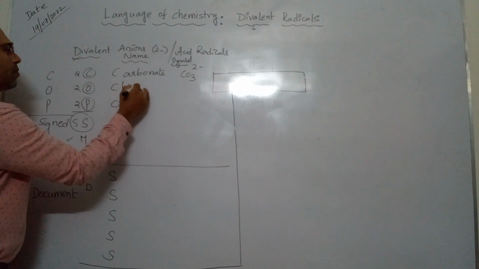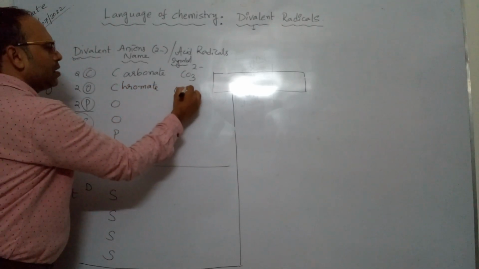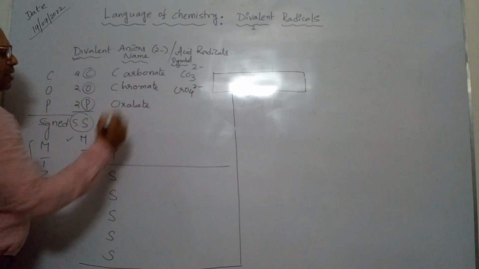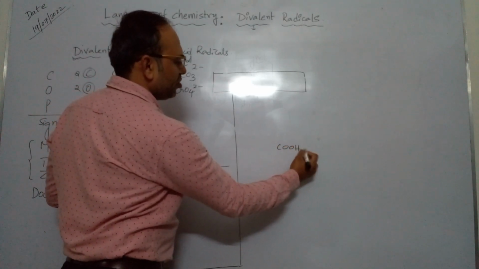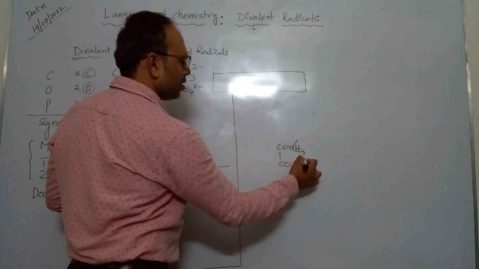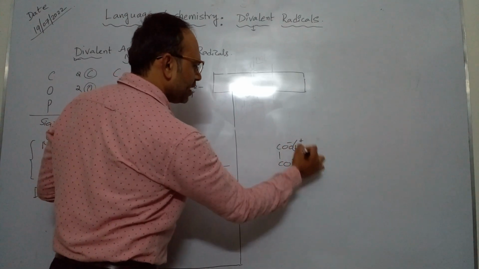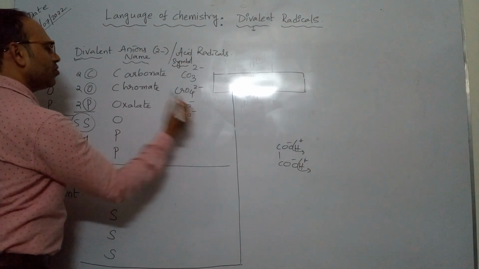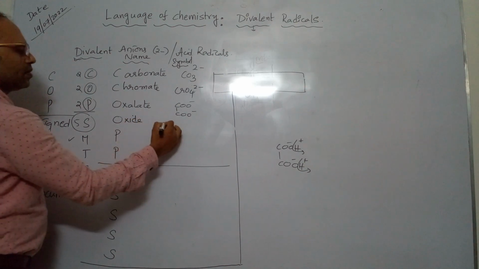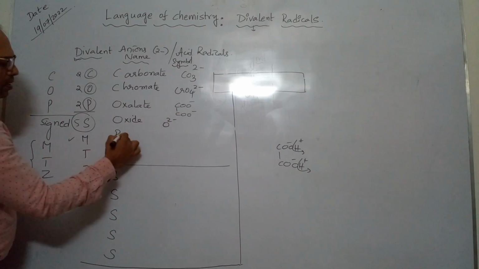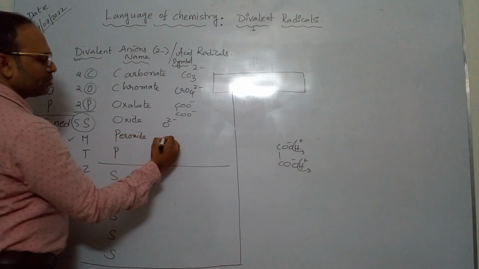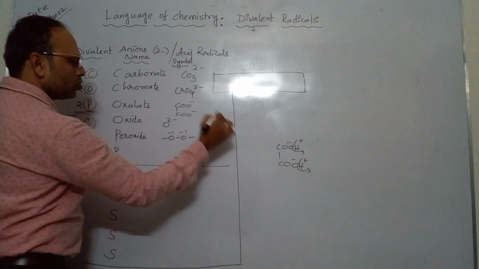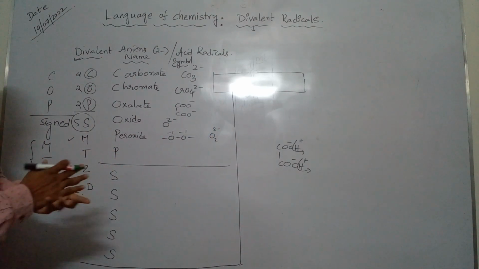Second one, chromate, CrO4 2 minus. Next, oxalate. We know oxalic acid, that is COOH, COOH. From this, removal of H plus, what will we get? We will get COO minus and COO minus. Next, oxide, O2 minus, peroxide. So the linkage we know, minus 1 and minus 1. We can also write it as O2 2 minus. Hope you are following this.